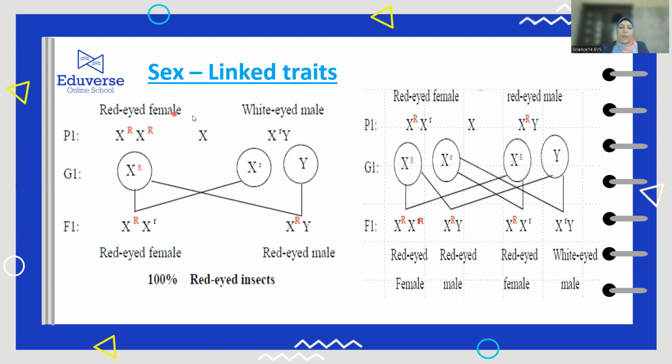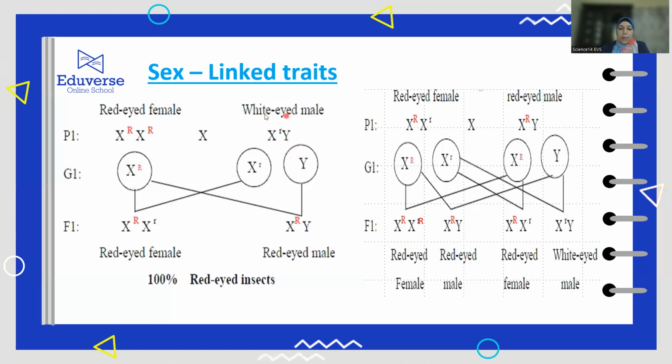Here, the red-eyed female means XX chromosomes, and the male is XY as usual. Red-eyed female, pure red, so R capital, like the normal Mendelian cases. White-eyed male, R small, Y.